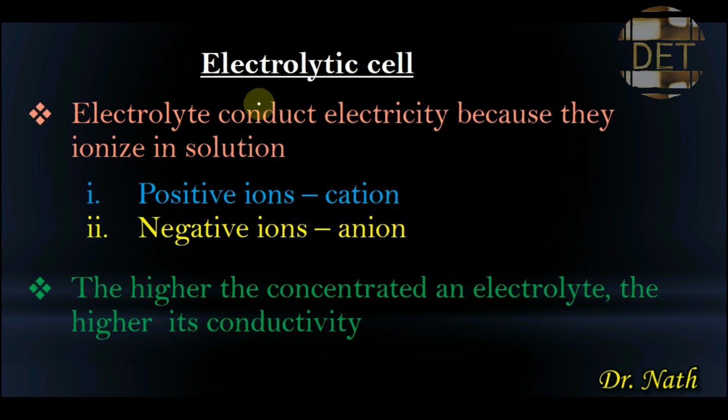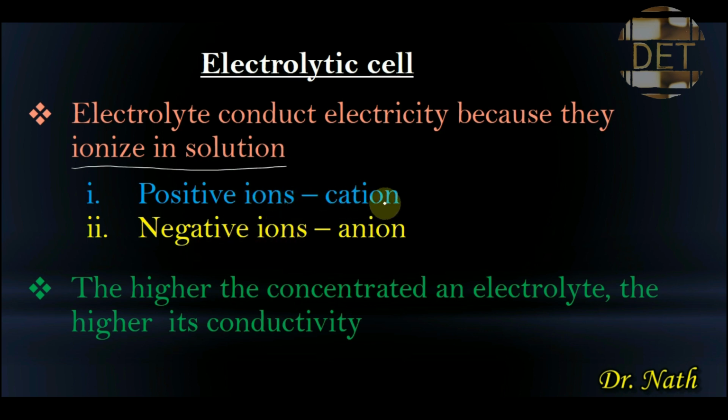Then let's look at the electrolyte proper. Electrolyte, like we said, is the molten compound that helps in conduction of the electric current and is decomposed during the process of electrolysis. You must also know that electrolytes conduct electricity because they ionize in solution. This is very important. When they ionize in solution, they form two types of ion: positive ions and negative ions.